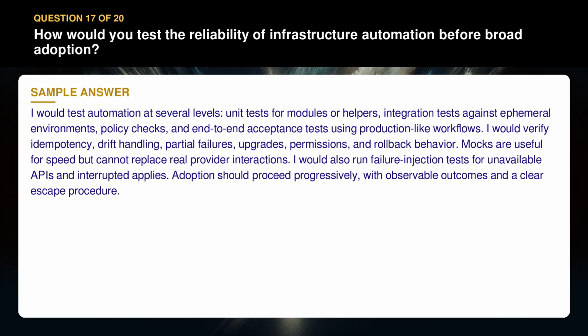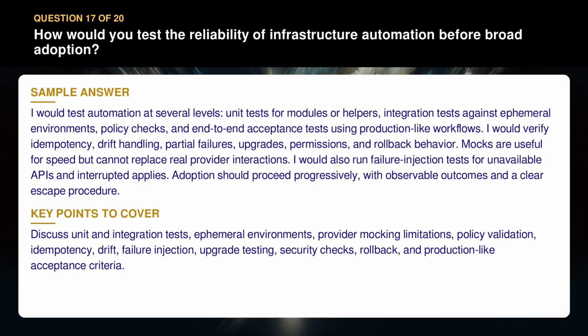Mocks are useful for speed but cannot replace real provider interactions. I would also run failure injection tests for unavailable APIs and interrupted applies. Adoption should proceed progressively, with observable outcomes and a clear escape procedure. Discuss unit and integration tests, ephemeral environments, provider mocking limitations, policy validation, idempotency, drift, failure injection, upgrade testing, security checks, rollback, and production-like acceptance criteria.